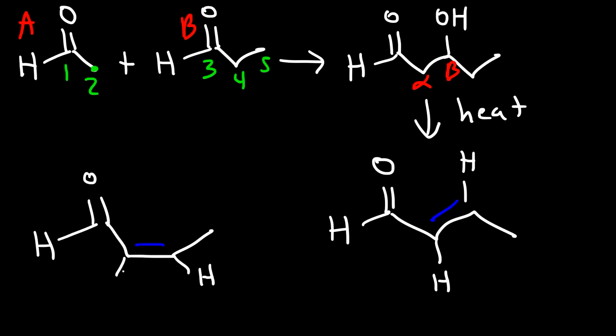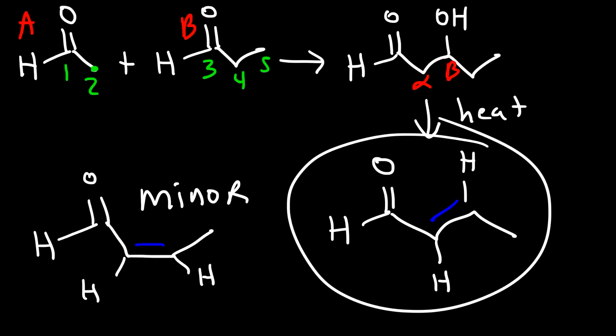But typically, this is going to be the minor product. So if I draw just one product, just know that you can get the other isomer, the cis and trans isomer, or the E and Z isomer.